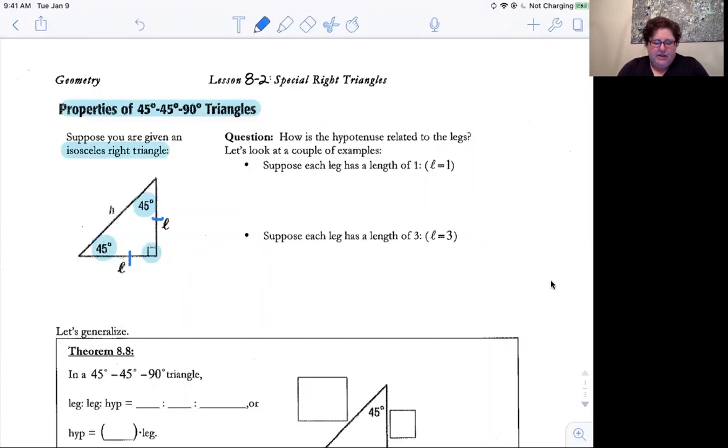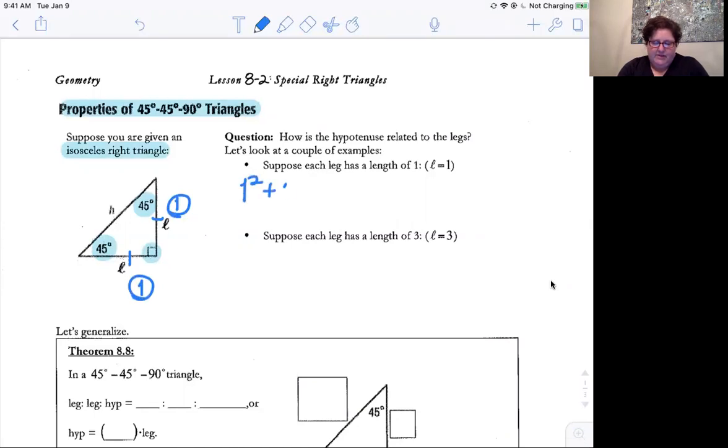Okay, so we're looking for a pattern of how these legs are related to the hypotenuse length. We'd rather not have to do the Pythagorean theorem every time. If we can find this pattern, it'll save us time. So in order to figure out the pattern, let's say that the leg lengths are each 1, and let's see what happens.